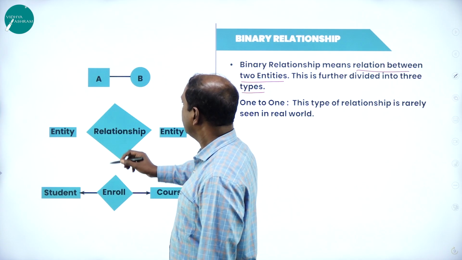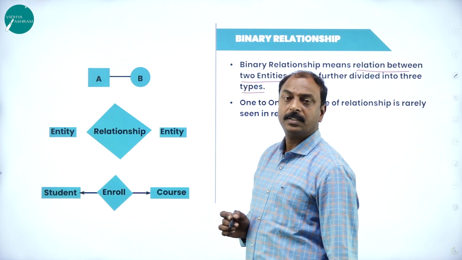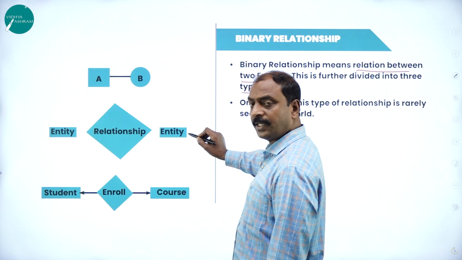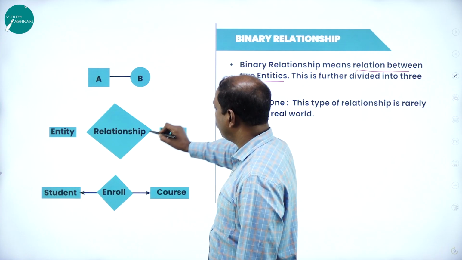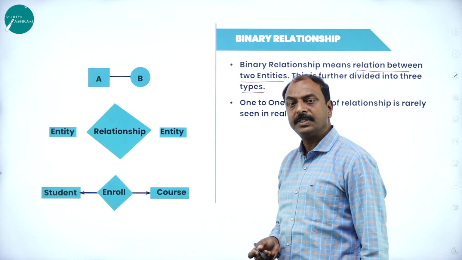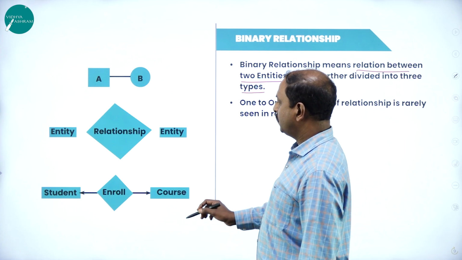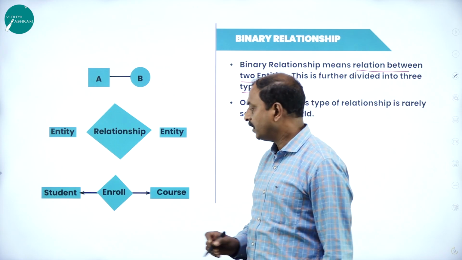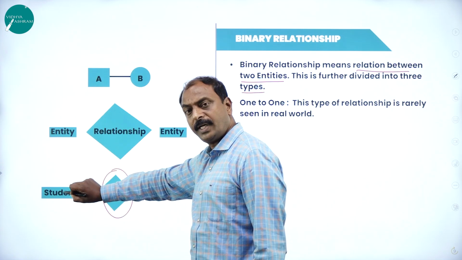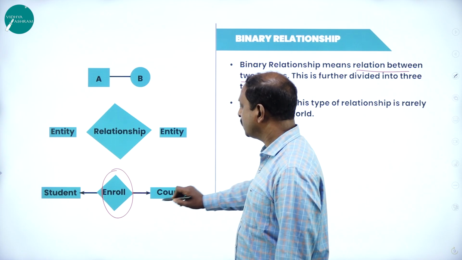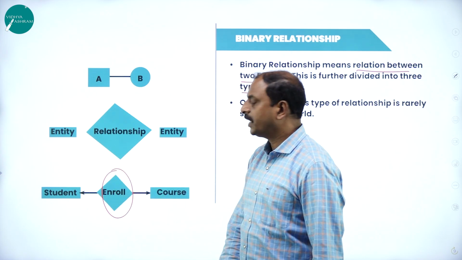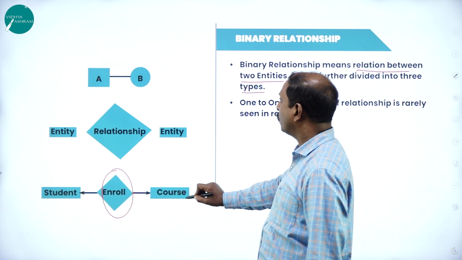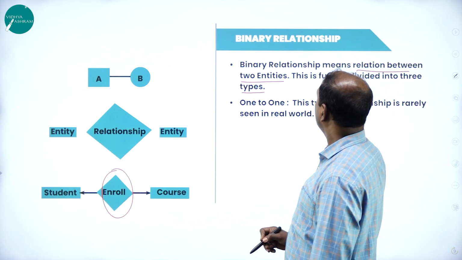Look at this example. A and B are the two entities. Here is one entity, and this is another entity. We use this rhombus or diamond shape to represent the relation between two entities. For example, student is one entity and course is the other, and here is enrolling. One student enrolls for a course. Enrolling, or getting admission to a course, is the relationship between student and course. So this is a binary relationship.